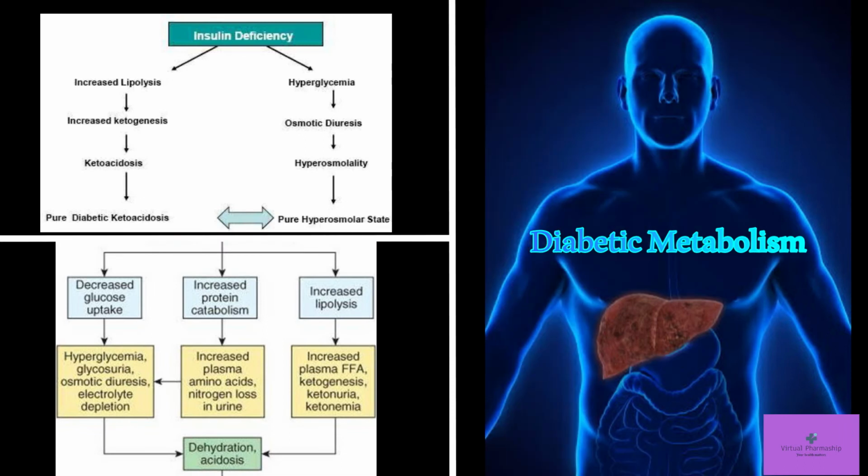Insulin deficiency leads to increased hepatic gluconeogenesis and decreased glucose utilization, leading to increased hepatic glycogenolysis, provoking hyperglycemia and excessive loss of water, leading to dehydration. Insulin deficiency leads to increased hepatic ketogenesis, decreased ketone utilization, leading to increased lipolysis, provoking hyperketonemia and ketoacidosis.